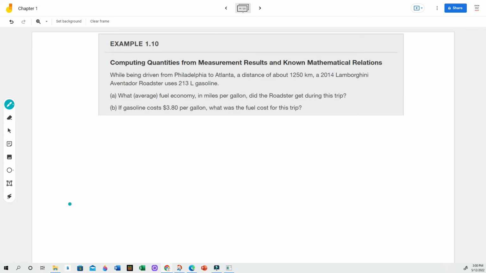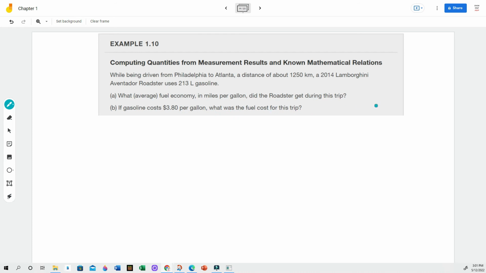Example 1.10, computing quantities from measurement results and known mathematical relations. While being driven from Philadelphia to Atlanta, a distance of about 1,250 kilometers, a 2014 Lamborghini Aventador Roadster uses 213 liters of gasoline. I'm sorry if I have butchered that name. I am not a car person. Okay, part A asks what average fuel economy in miles per gallon did the Roadster get during this trip? And if gasoline costs $3.80 per gallon, what is the fuel cost for this trip?